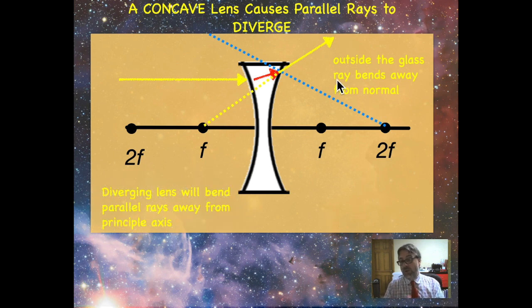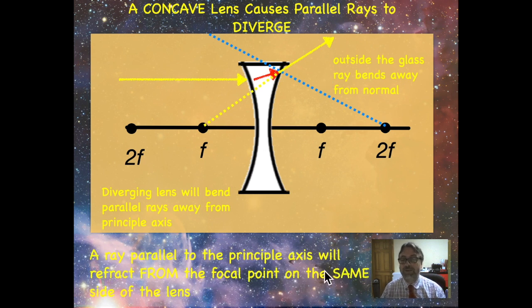So when you're doing your ray diagrams, what you want to remember is that a convex lens, thicker in the middle, will always bend the light rays in towards the principal axis. That's why they're called a converging lens. A concave lens will take a parallel ray and bend it away from the principal axis. That's why they're called a diverging lens.